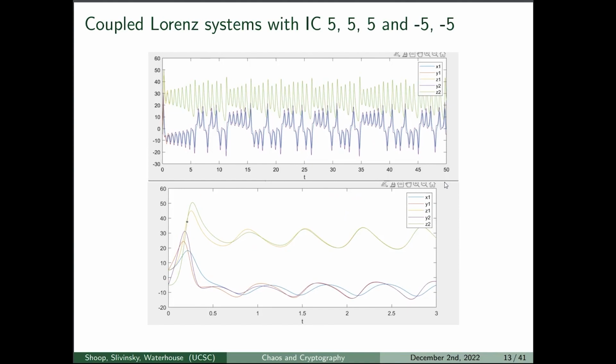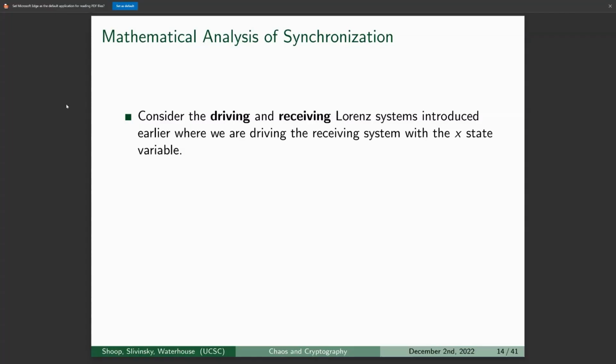This is a plot of the trajectories of the components of the two systems over time. The top plot shows all of the t range. The bottom plot shows just a small t range. The top plot looks like it just shows one system, so the synchronization happens very quickly. So when we zoom in for the second plot to a small value of t between 0 and 3, we see that it's a very quick synchronization between y1 and y2 and z1 and z2.